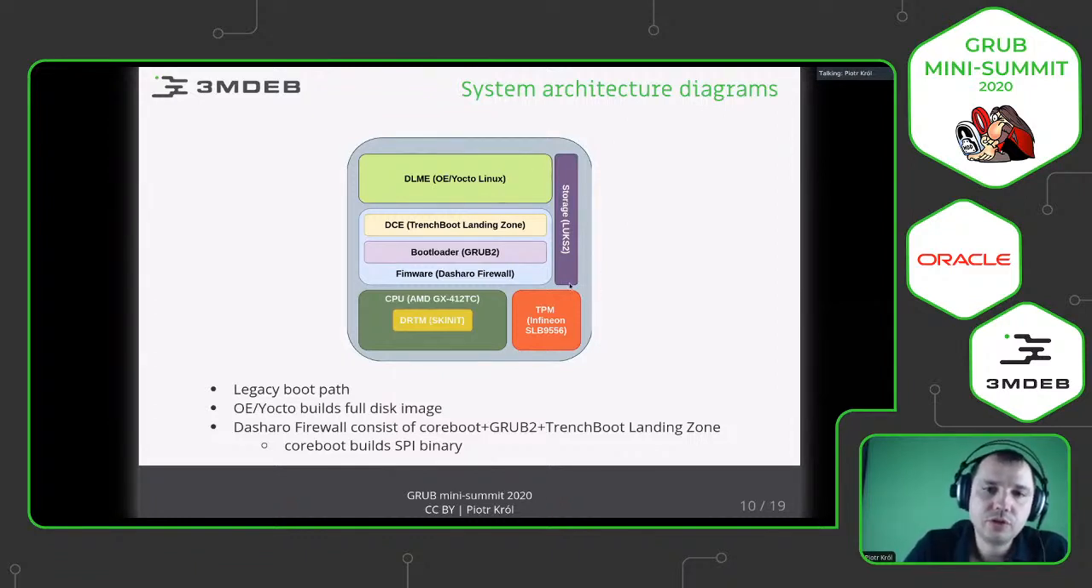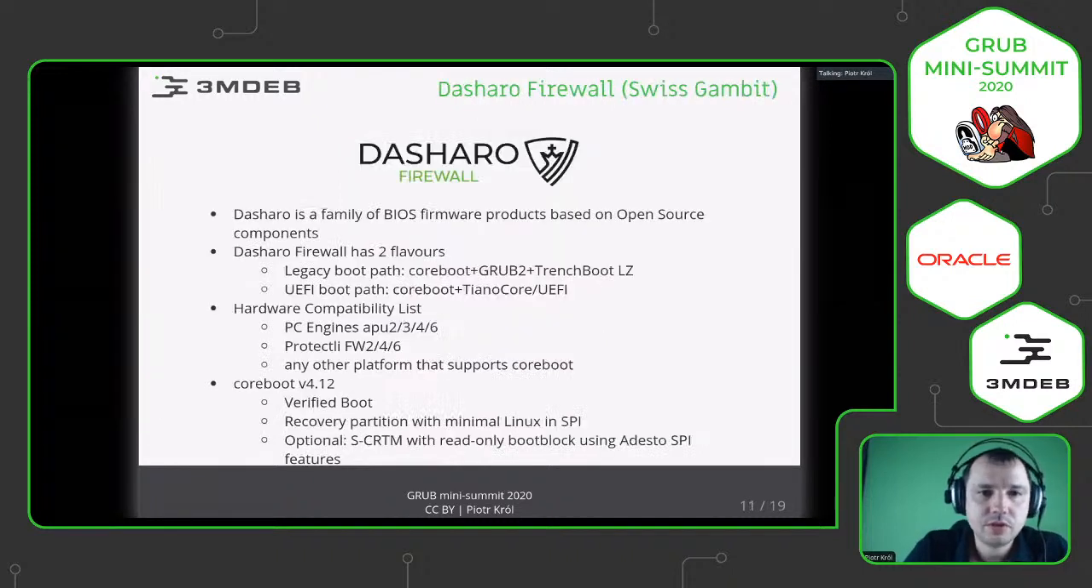We also encrypt the disk, and we can seal the secret to the PCRs that can be extended only by DRTM. So this is an additional feature: full disk encryption or full rootfs encryption through LUKS, which we can use. This diagram is for the legacy boot path.